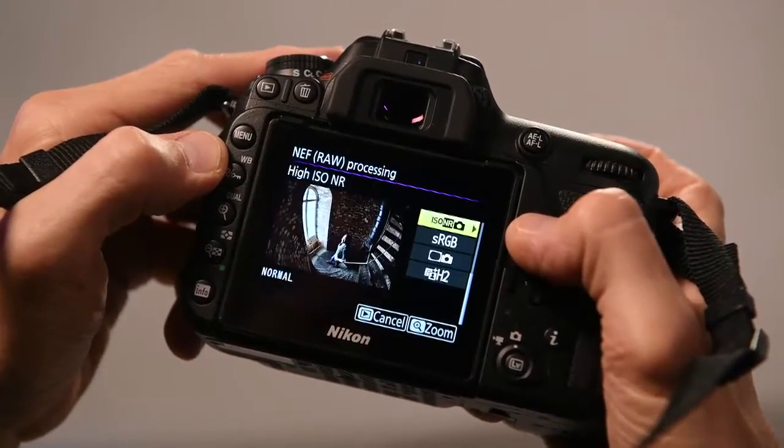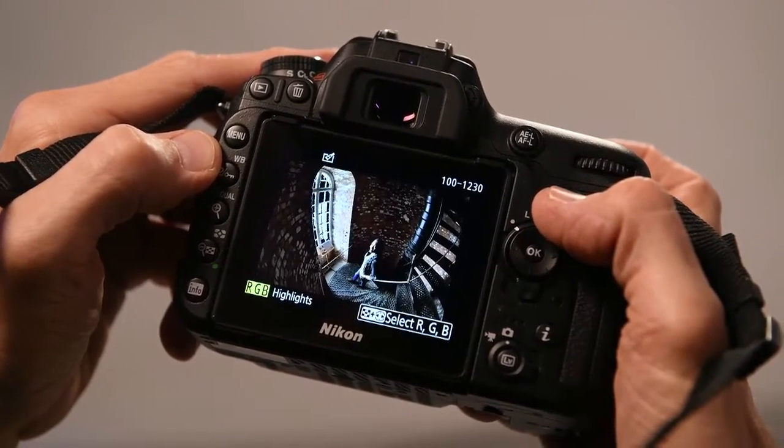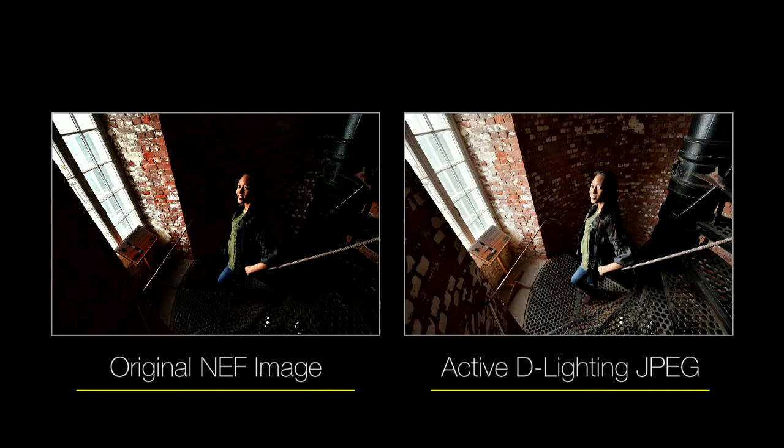At this point, I can simply say execute, and that's when it generates that new JPEG. So now on this camera, I have the original RAW file, and I have the new JPEG that's been adjusted to open those shadows.